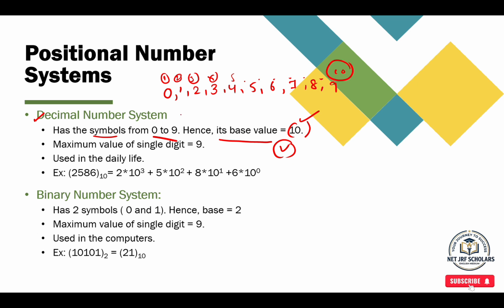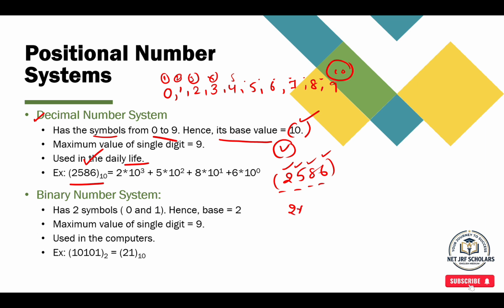This is the system that we use in our daily life. So here, as you can see, 2586. The value of the digit in each position is different.